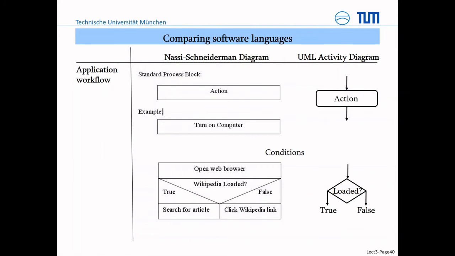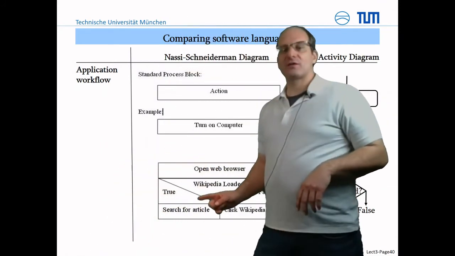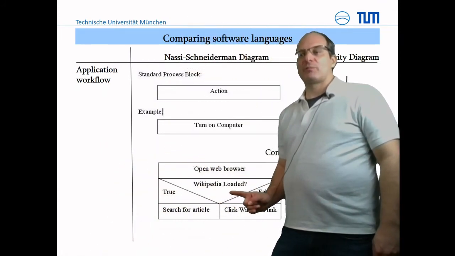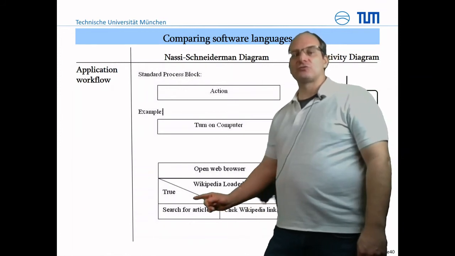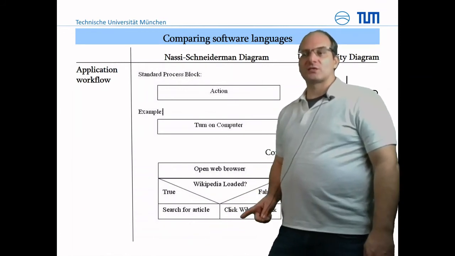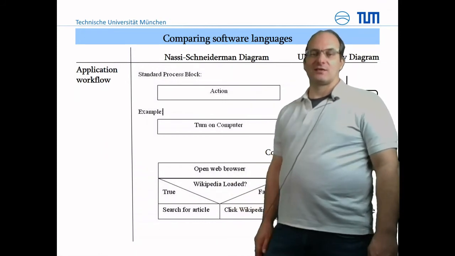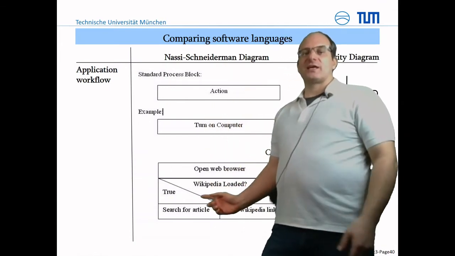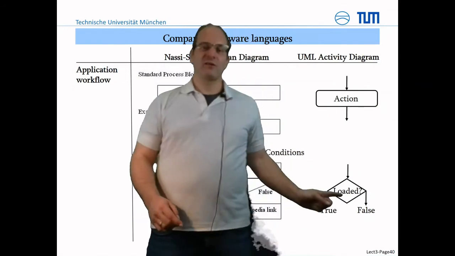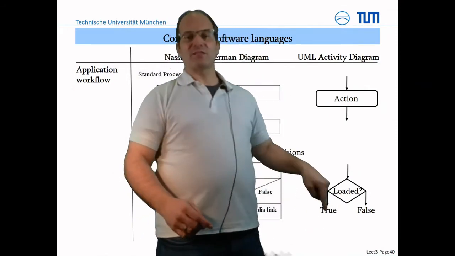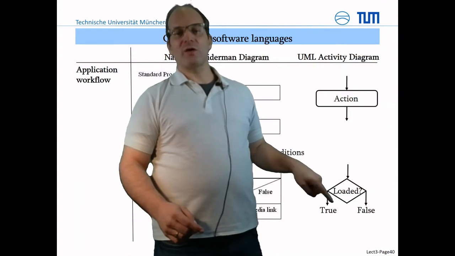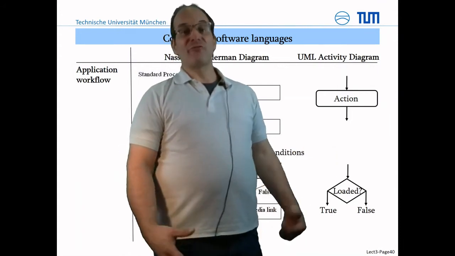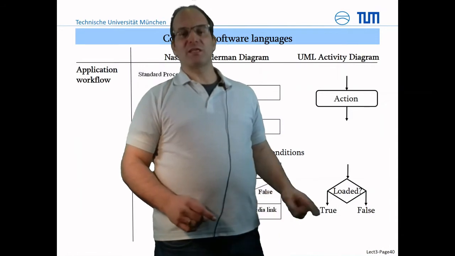The next one was a condition, so the if-else condition. In this case, a condition looks like this. You have a specific question. The question is here, for example, Wikipedia loaded, and if it is true, do this, and if it is false, do this. So this is a very famous representation of if-else conditions and of code. On the other hand, UML activity diagrams have this also here. The condition is now in a different style, and you have again two possibilities, true and false.